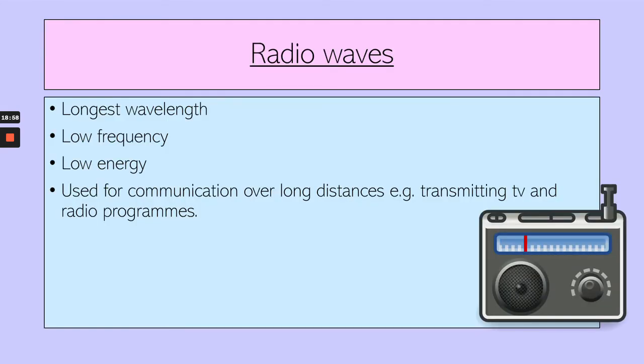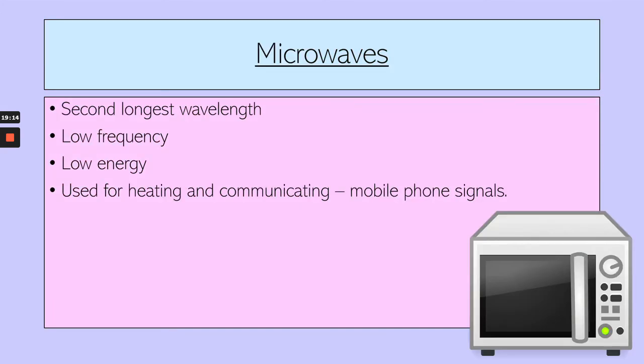So we're going to start at the longest wavelength. Radio waves have the longest wavelength, however they have a low frequency and low energy. These are used for communication over long distances, for example, transmitting TV and radio programs. Microwaves have the second longest wavelength. These also have a low frequency and low energy. They're used for heating and communicating, for example, microwaves or mobile phone signals.